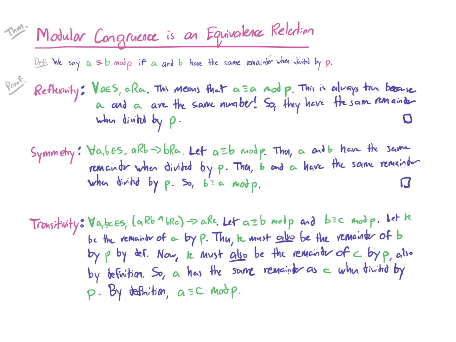mod P. I started by taking A, B, and C as arbitrary integers and assuming that A is related to B and B is related to C. I did a proof and showed that this assumption would imply that A is also related to C, which I showed here. And so I am done with this as well. And I have proven that modular congruence, so the relation A is congruent to B mod P, is an equivalence relation. We've shown this by writing 3 proofs, all 3 worked out, and so I know that modular congruence is an equivalence relation.